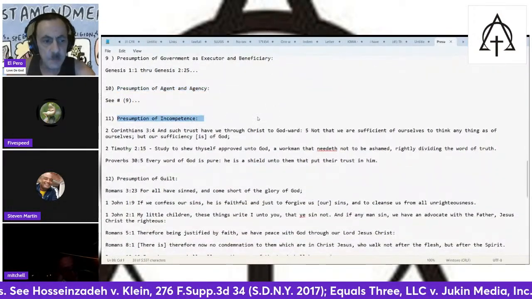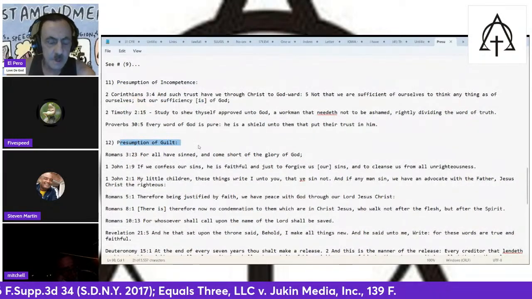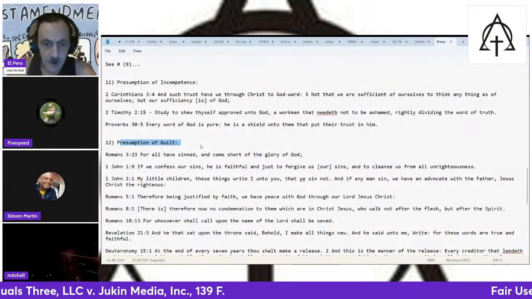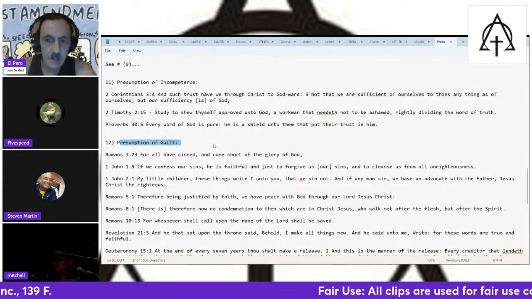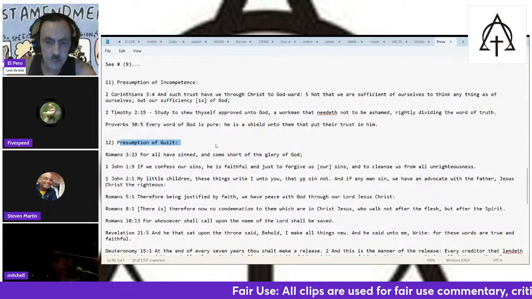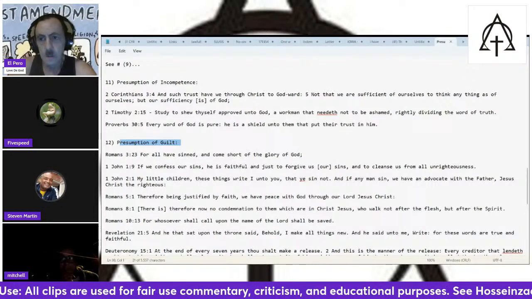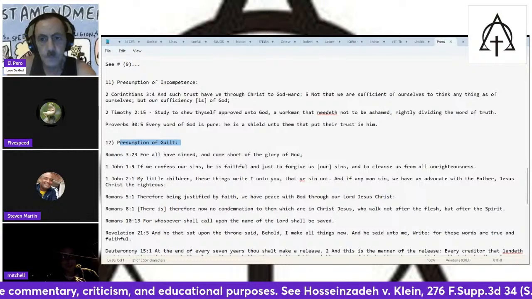Presumption of incompetence, and presumption of guilt. That's a presumption. They say you're presumed innocent until proven guilty. But under the Roman courts, the presumption of the Roman courts is the presumption of guilt. If you're a defendant, you are guilty. Canon Law 3228.